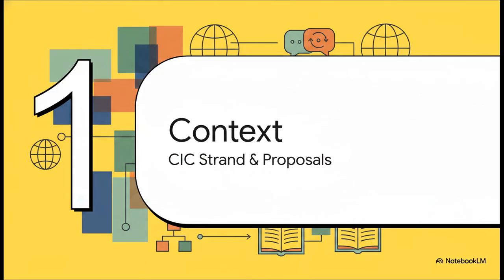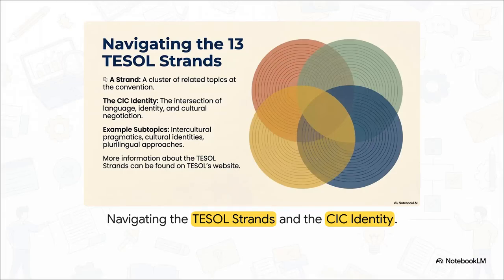All right, first stop on the journey, Section 1, Context. Let's look at the CIC strand and what makes a really strong proposal. So TESOL actually has 13 different strands, which are essentially just clusters of related topics. But you might be wondering, what exactly is the CIC identity?